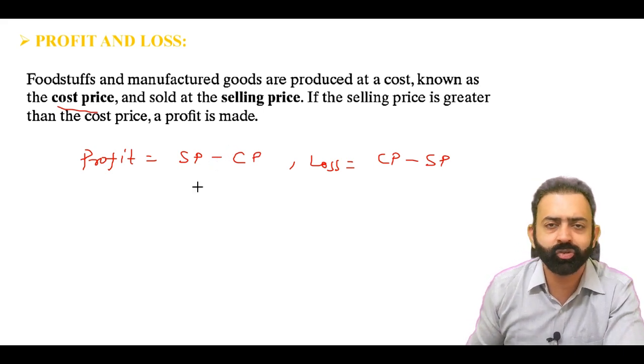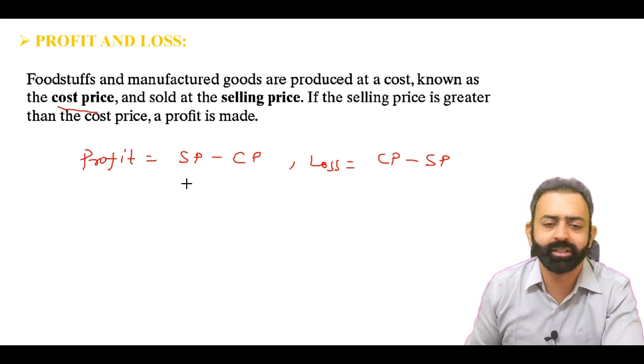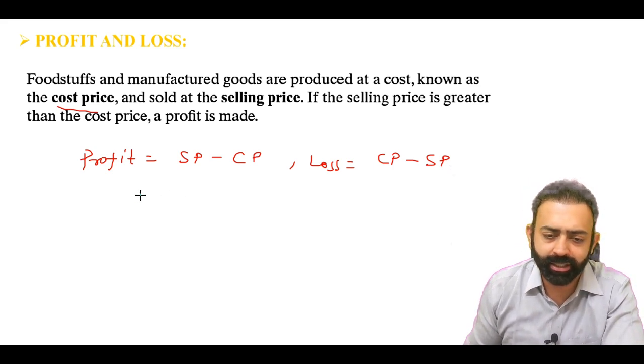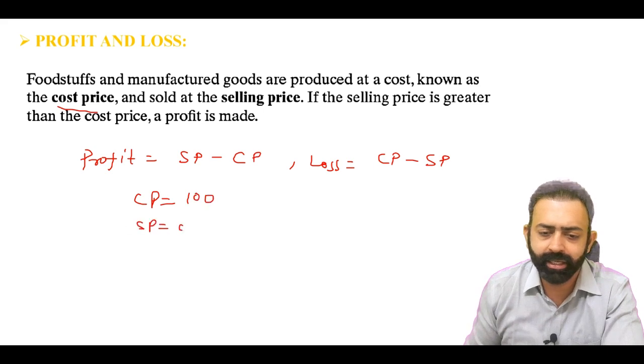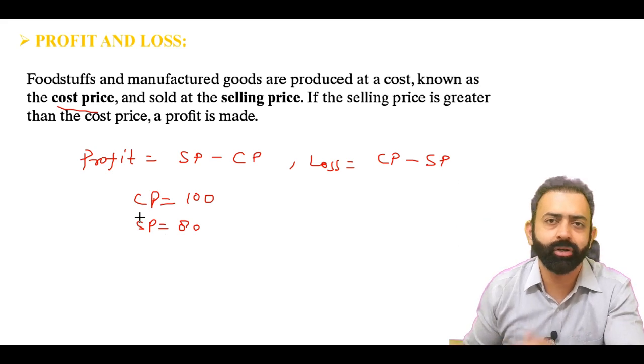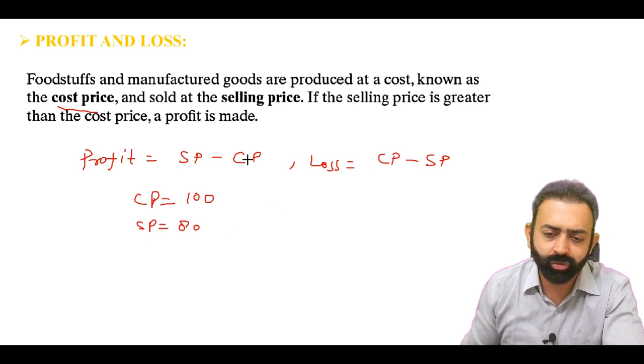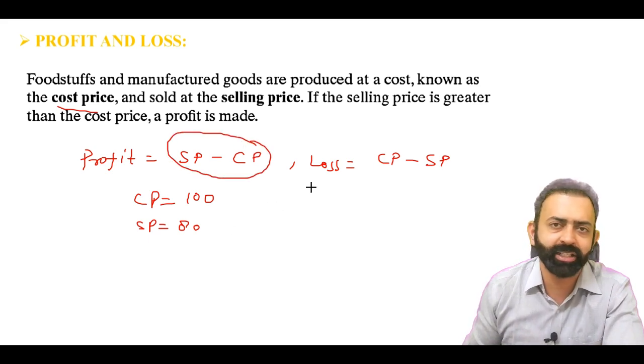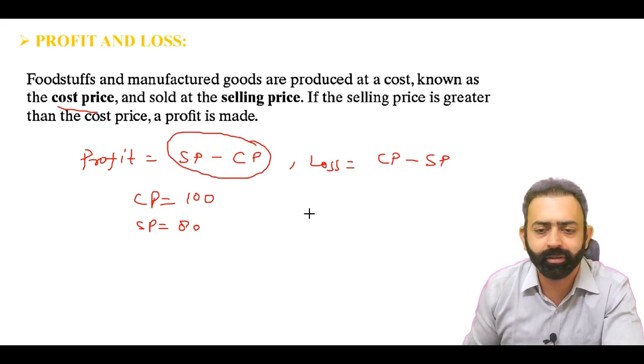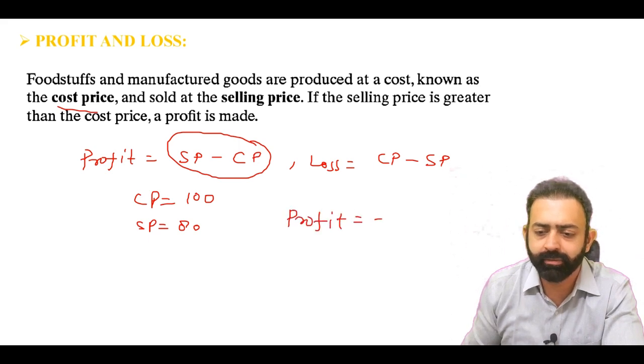Why I'm saying this? Suppose you have purchased a certain item whose cost price is, let us say, 100 and selling price is 80. If I ask you to find out the profit or loss, we do not know whether you have made a profit or loss. So you use the same simple formula, SP minus CP, for the profit. For this, profit will obviously come out to be negative. This is minus 20.